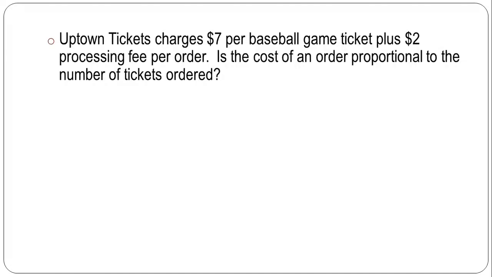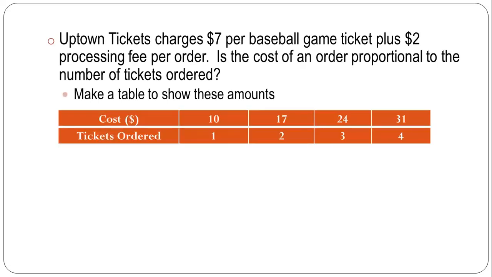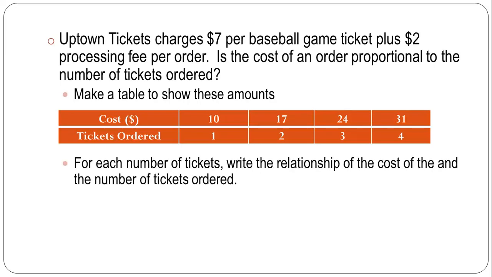Now, Uptown Tickets charge $7 per baseball game ticket plus $2 processing fee per order. Is the cost of an order proportional to the number of tickets ordered? Make a table to show this amount. So, meron tayong cost. Kapag meron daw tayong isang in-order na ticket, $10 yun, kasi meron tayong processing fee na 2, diba? Okay, so kapag mali yung aking nailagay, sorry. Okay, skip natin ito.